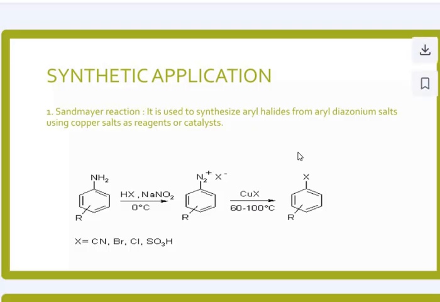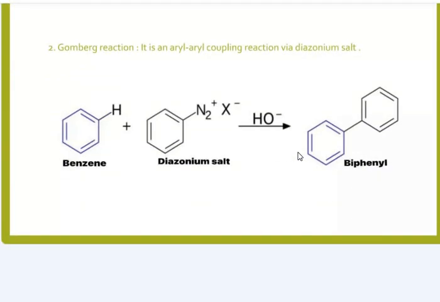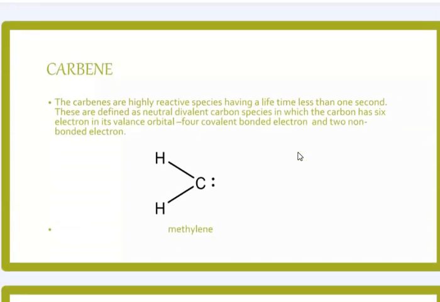Synthetic applications. Sandmeyer reaction. It is used to synthesize aryl halide from aryl diazonium salt using copper salt as reagent or catalyst. You can see the conversions. Now Gomberg reaction. It is aryl coupling reaction via diazonium salt. So formation of diphenyl.